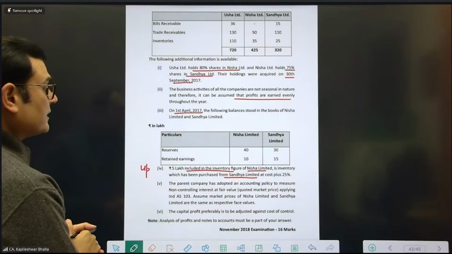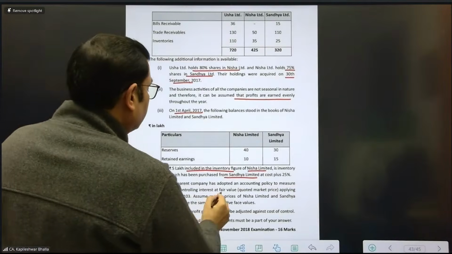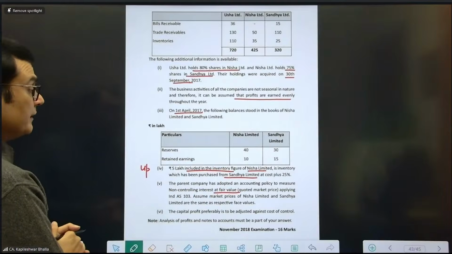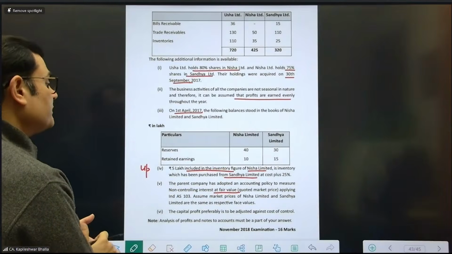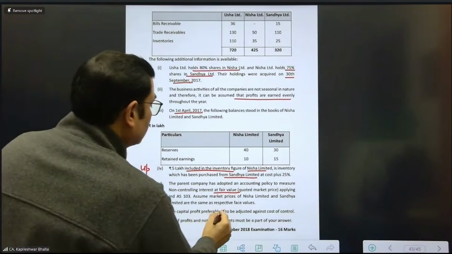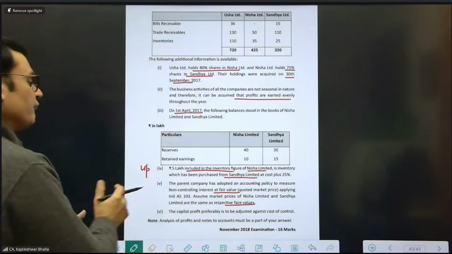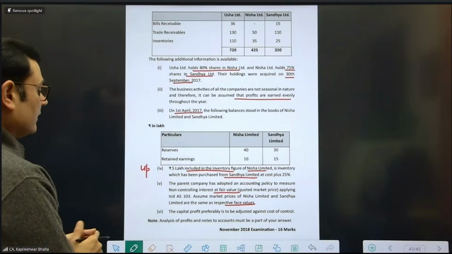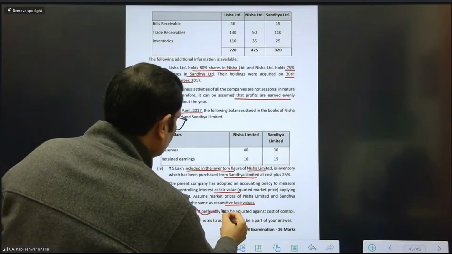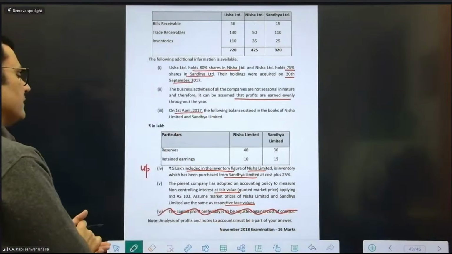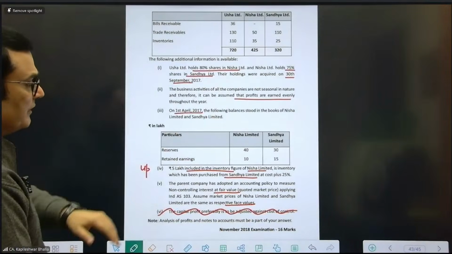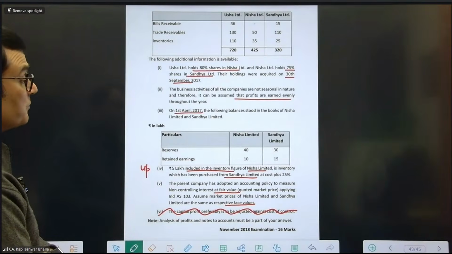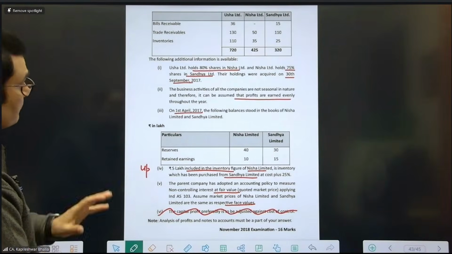The parent company has adopted an accounting policy to measure the NCI at fair value. Applying Ind AS 103, assume market prices of Nisha and Sandhya are equal to the face value. So fair value and face value are considered equal. Then I think point number 6 can be ignored. So you need not go through that. It's more to do with the language of AS 21. So let's ignore that. Analysis of profits and notes must be a part of your answer.